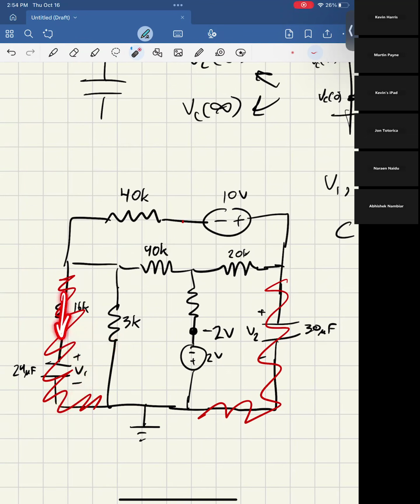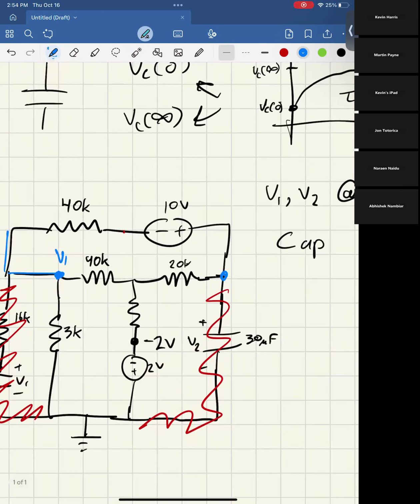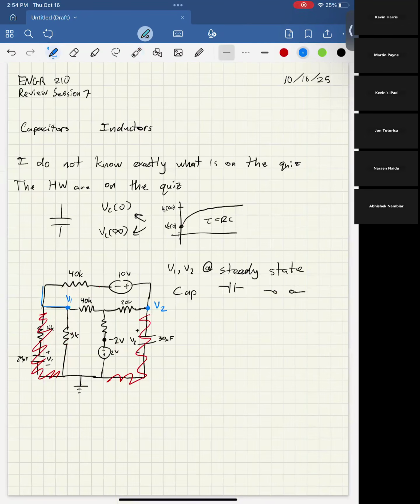If there's no current flowing through here because this is an open circuit, then the voltage here is the same as the voltage here, which means that if this is V1, then this is also V1. So we're going to say this point is V1, because that's all connected. And then for V2, we can do the same thing. This is going to be V2. And now we can do our node equations. Oh, and also I'll label a V3 just for fun.